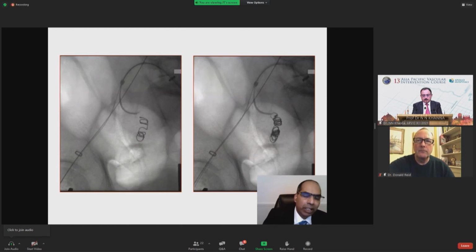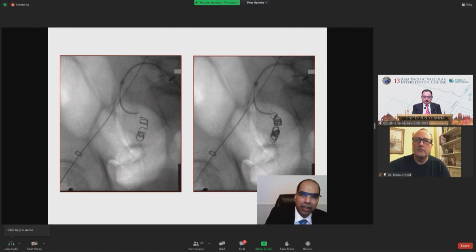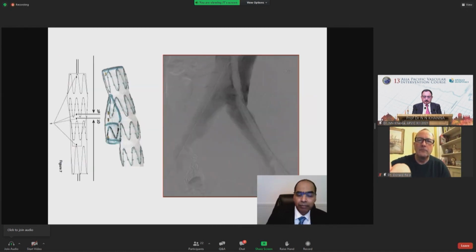The most frequently we use Cook Company's Nestor or MRI coils. It is important that the coils remain within the main stem of the internal iliac rather than to the branches, so that the branches can still communicate with each other to form collaterals from the transpelvic blood flow.